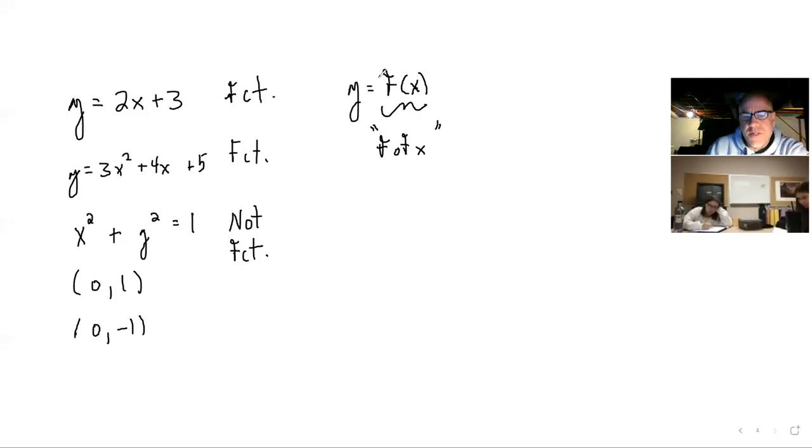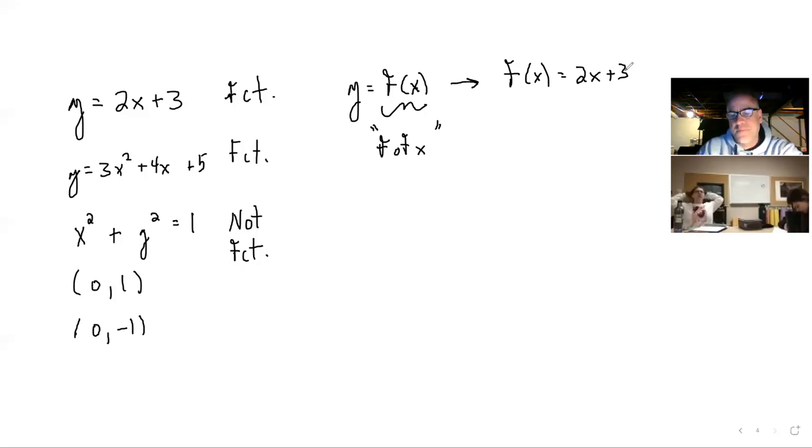Now you can actually use any letter here, especially when you're dealing with multiple functions in a problem. You can use g, h, little f are all popular choices. If you have more functions, use capital F, capital G, capital H. But the way this works is for y, I can now write this function notation, f of x equals 2x plus 3. And it's called operator notation.